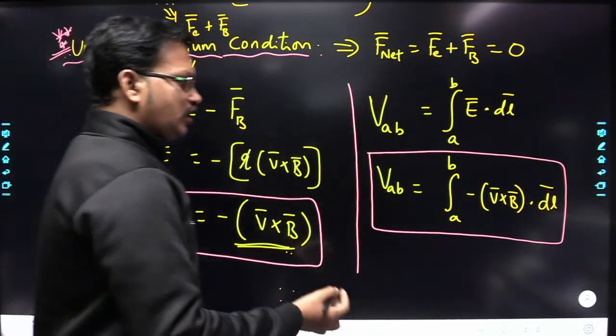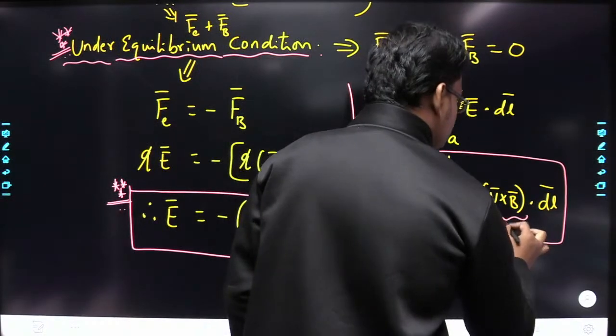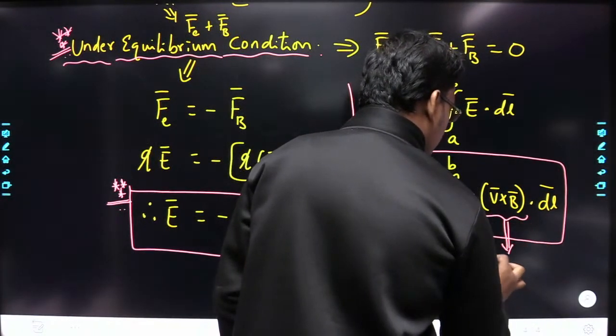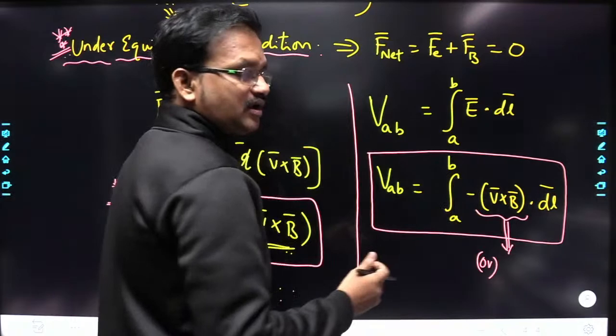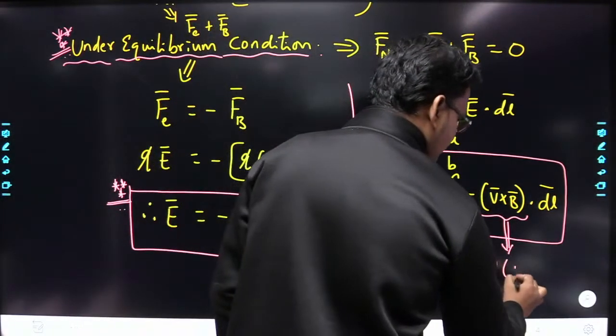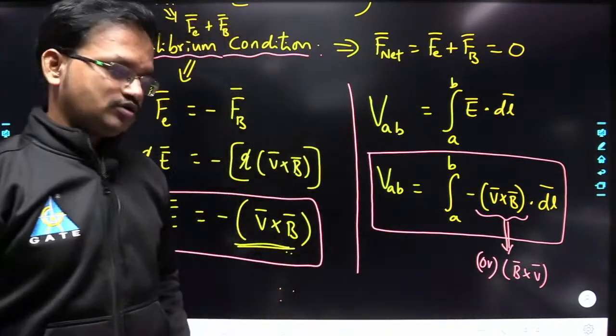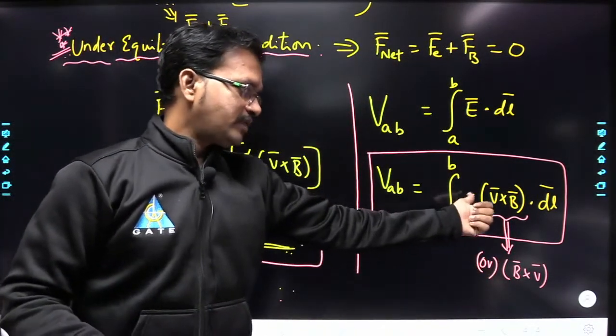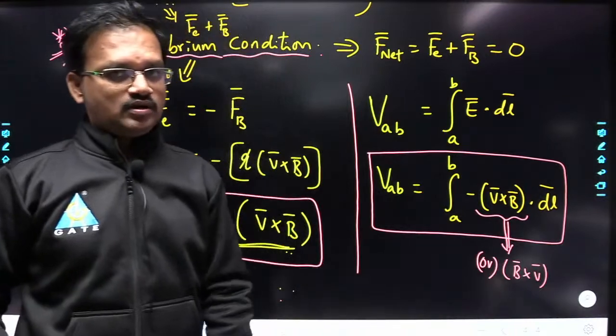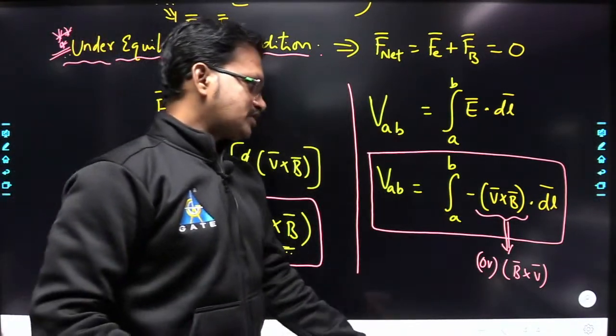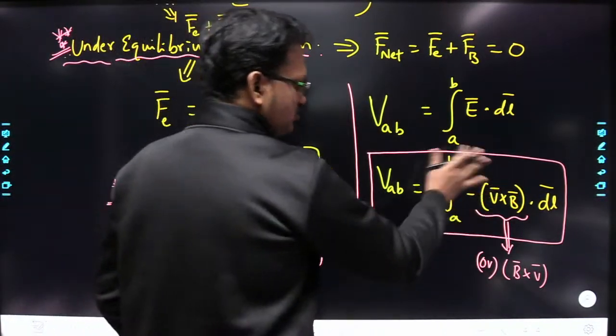Now if you want, you can write minus of V bar cross B bar as B bar cross V bar. In this manner also you can write. By removing the minus, you can write it as B bar cross V bar. Understood? That's your wish here.